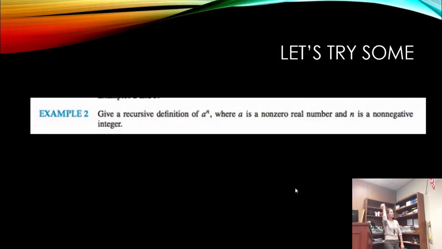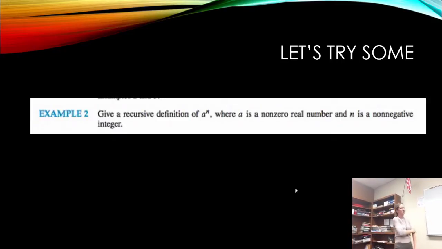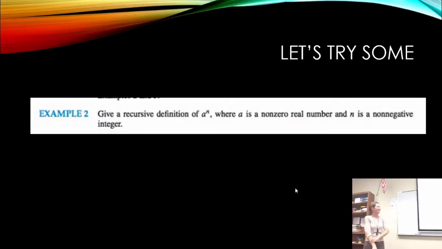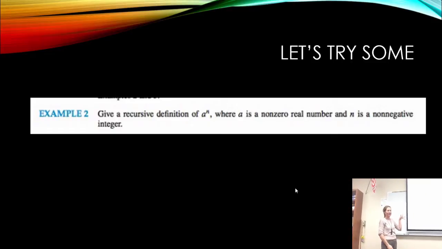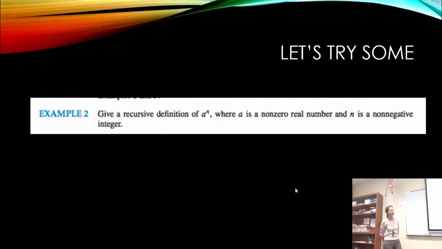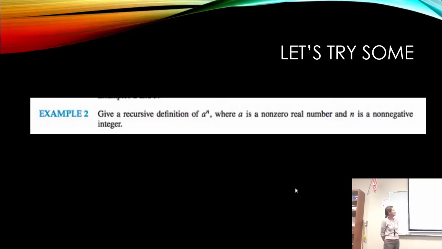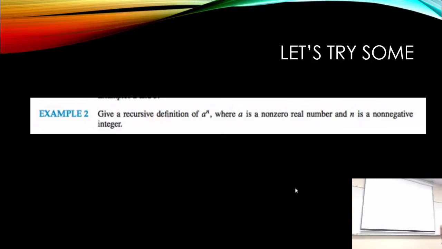All right, let's try this one. Let's see if we can do this one. Okay? So this is practice. And I'm going to do a couple with you, and then we're going to have to do these on our own. So this one's pretty easy. This is an example from your textbook. It says, give a recursive definition of a to the power of n, where a is a non-zero real number and n is a non-negative integer. All right. So what's our base case?